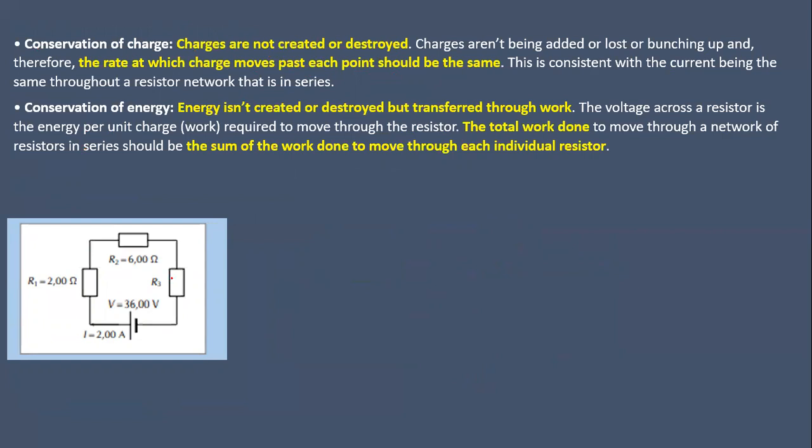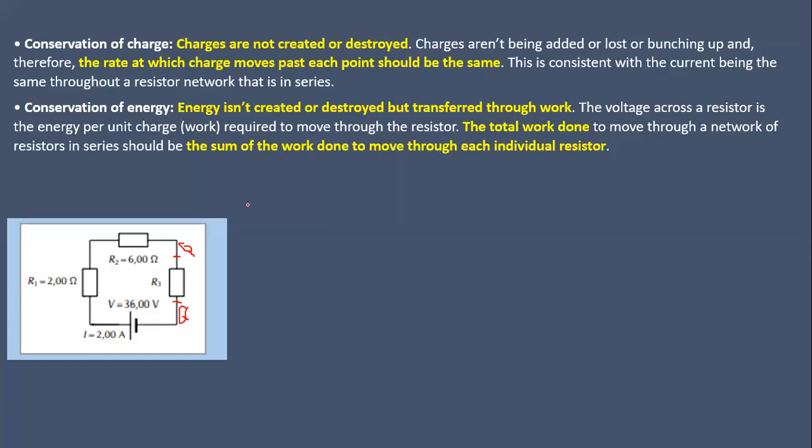That means that the rate at which the charge passes from here to this point here is the same, which is consistent with the current being the same throughout this resistor network. So you don't have a different charge here, and then afterwards a different charge. That rate at which the charge flows is the same, because no charges are being created or destroyed.